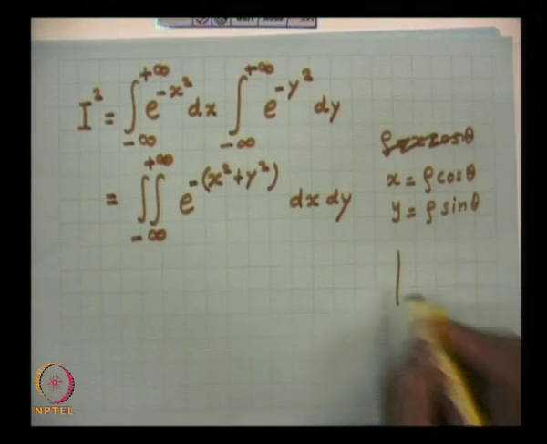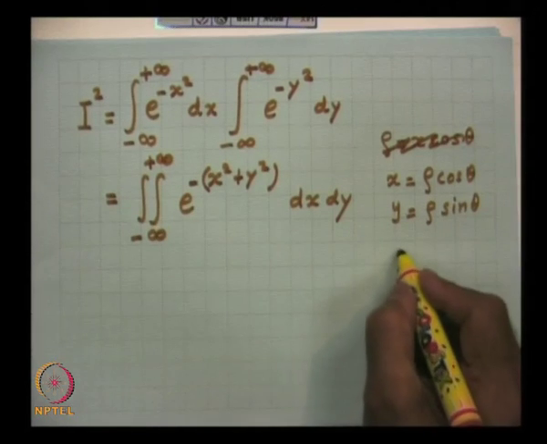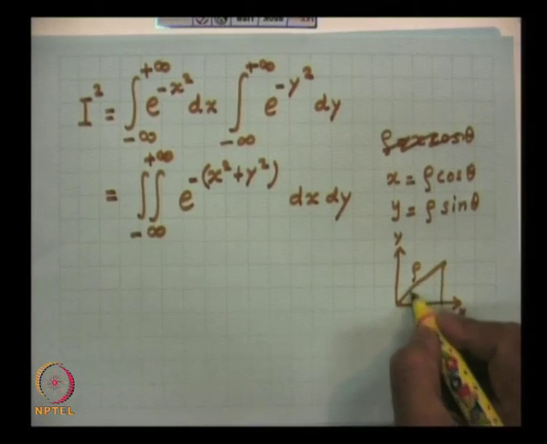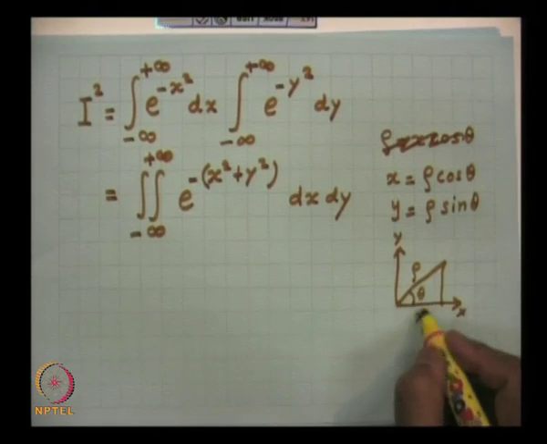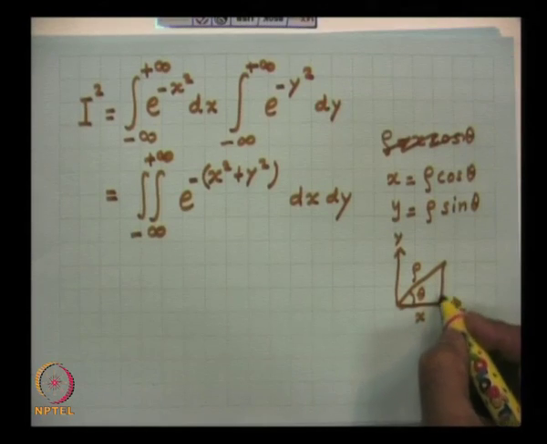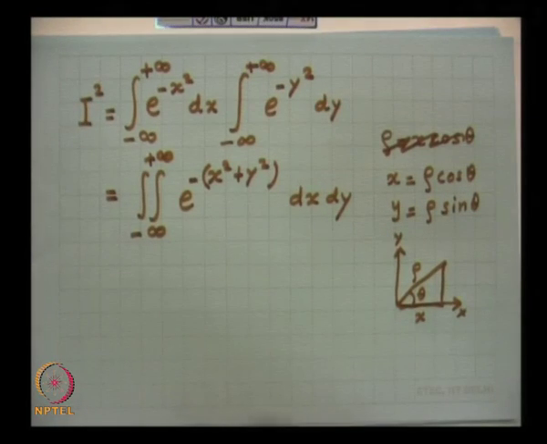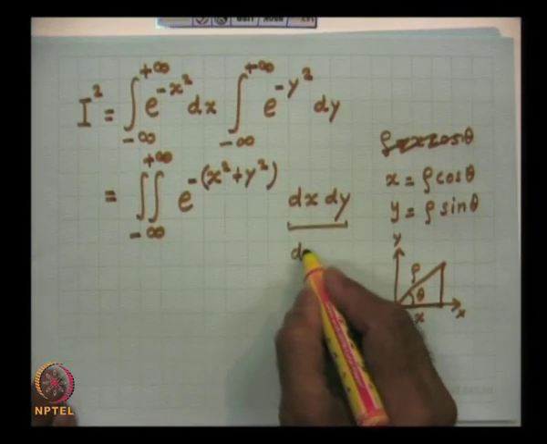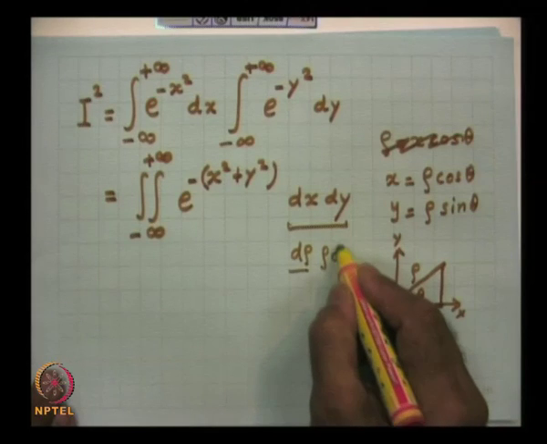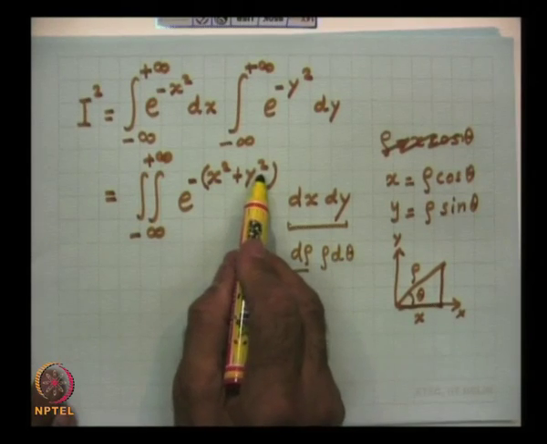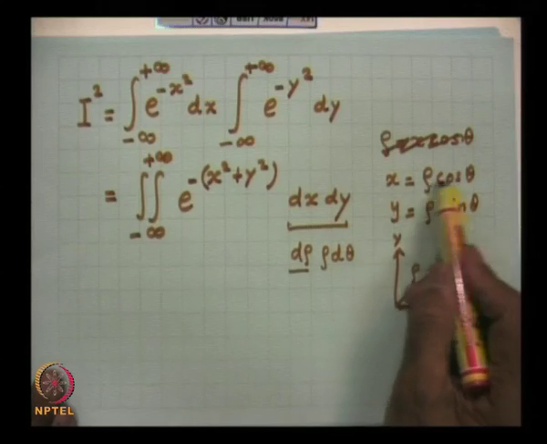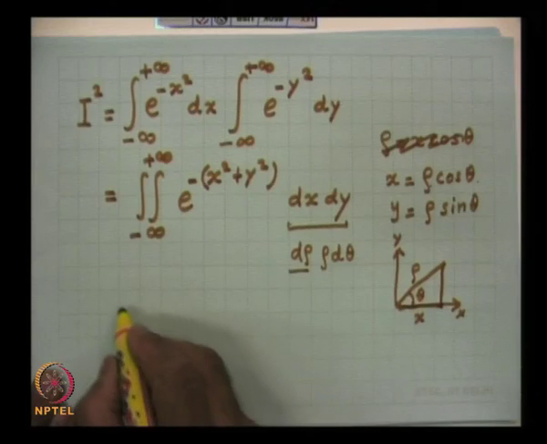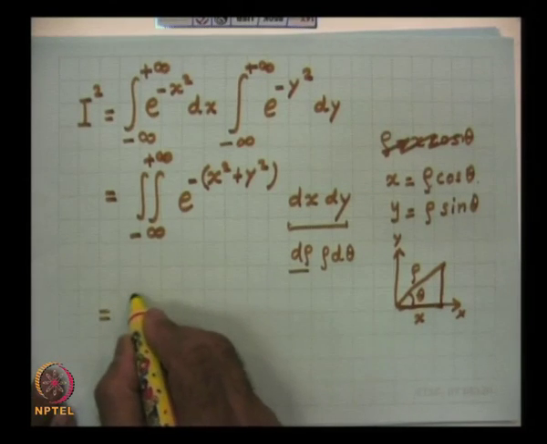So, you have here this as the x and y coordinates, and these are the polar coordinates. So, this is rho. So, this angle is theta. So, this is rho cos theta is x and rho sin theta is y. The area element in this plane, as you all know, will be d rho times rho d theta, and x square plus y square is equal to rho square cos square theta plus rho square sin square theta, that is just rho square. So, I will have rho is of course positive.